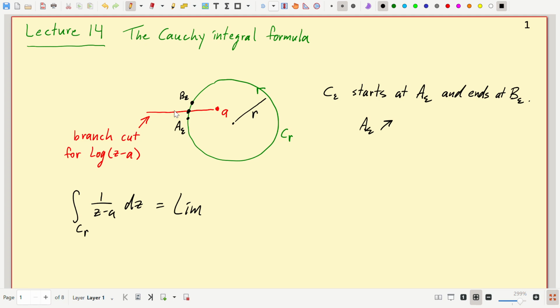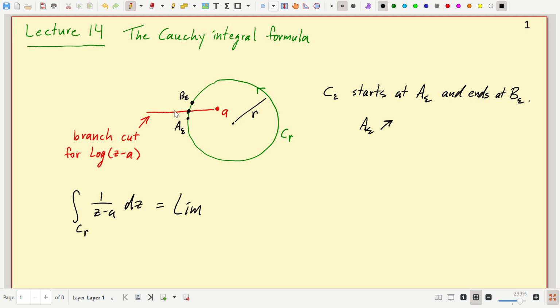Well, I was about to polish off a calculation of this integral around a circle of radius r. It turns out that if you integrate 1 over z minus a around that circle, and a is inside the circle, that's going to spit out 2 pi i. And that's going to be an important thing for us.